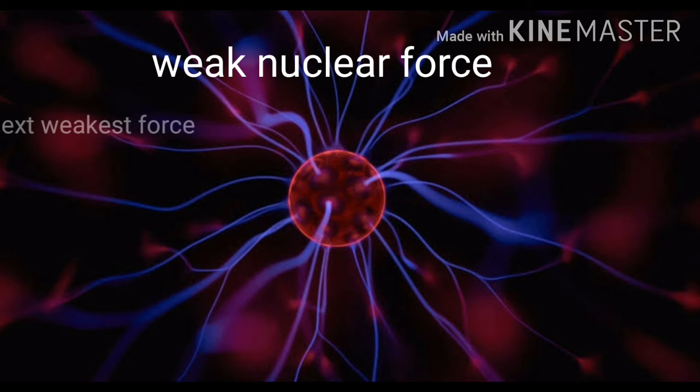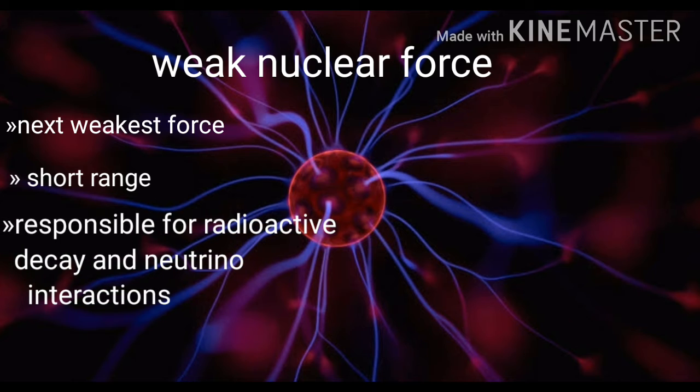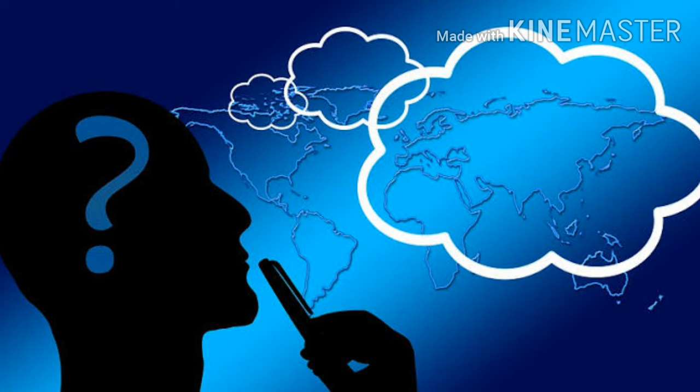Now we come to the weak nuclear force. It is the next weakest force after the gravitational force, but has a short range. The weak force is responsible for radioactive decay and neutrino interactions. The weak force causes beta decay, that is, the conversion of a neutron into a proton, an electron, and an antineutrino. Now the question is, what is a neutrino? I will explain this in the next lecture.